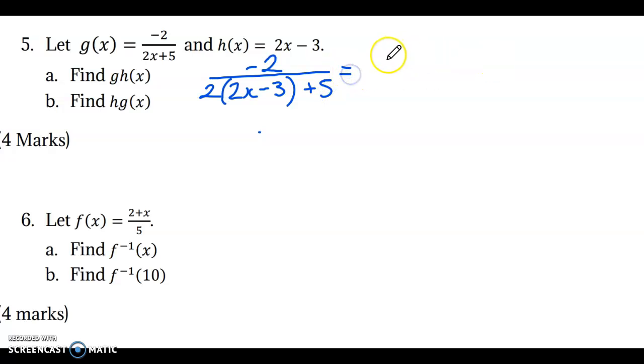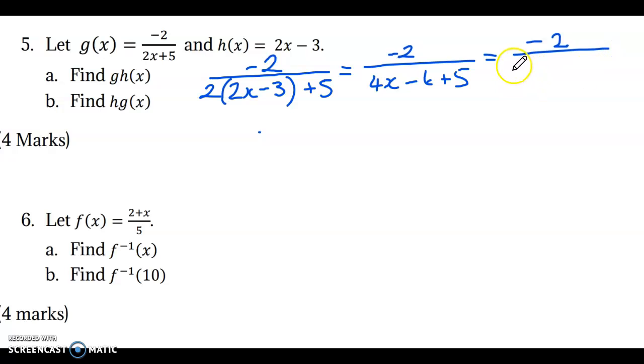And then wherever we can simplify this, we do. So we've got minus 2 over, and then we're going to multiply this out, so I end up with 4x, and then we're going to multiply this, minus 6 plus 5. And then we're going to simplify it for the final time. So we've got minus 2 over 4x. Combine these two, you end up with minus 1. Okay, so hopefully that's helpful and you can have a go at b.